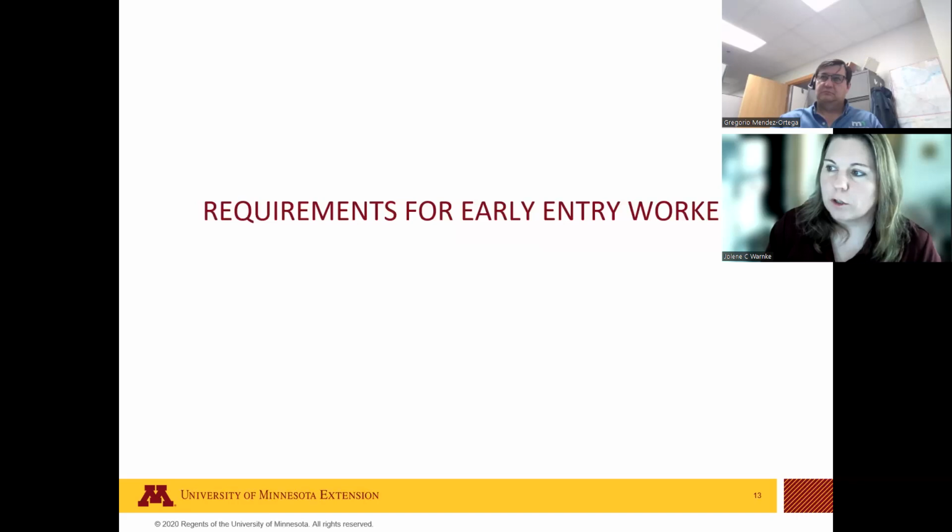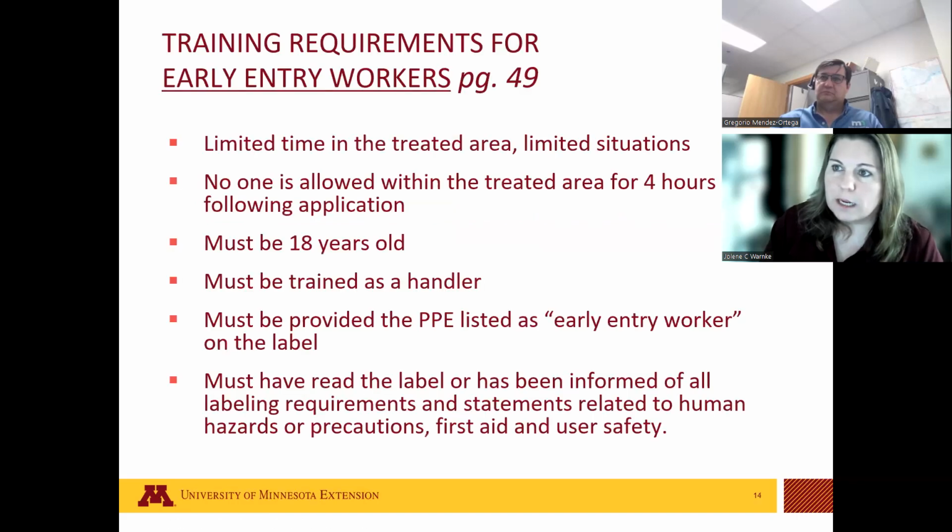So let's talk a little bit about early entry workers. So this starts on page 49. Early entry workers are people who go into a treated area before the REI has expired. So when we look at various different pesticide labels in the agricultural use requirements box, it's going to list a restricted entry interval, the REI. Sometimes it's 4 hours, sometimes it's 3 days, whatever that time frame is. If somebody has to enter that space within that time, they are considered early entry workers.